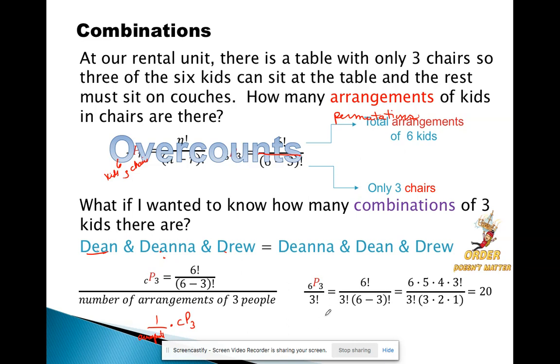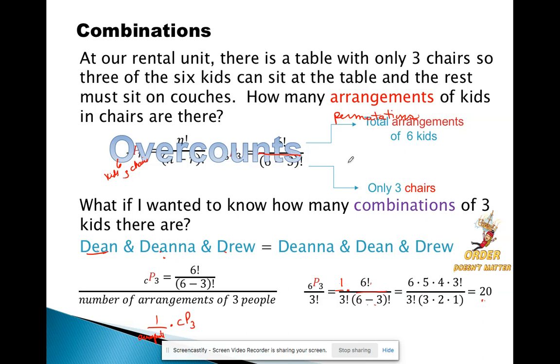So look at what that looks like. That's 1 over 3 factorial times 6 factorial divided by 6 minus 3 all factorial, which gives me 20. So I have 20 combinations of 6 kids and 3 chairs.